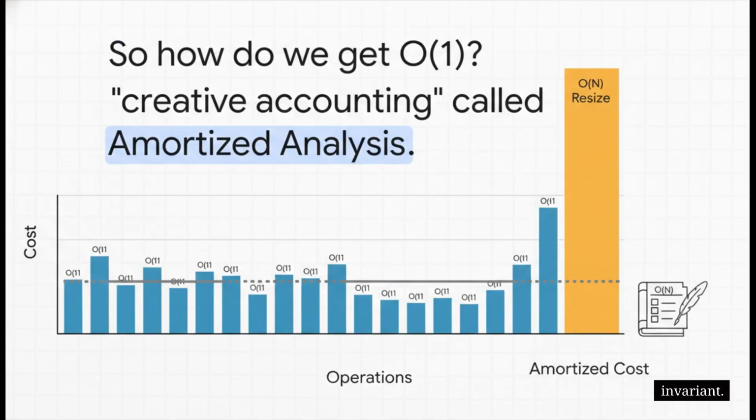So how on earth do we get away with saying O of 1? Well, it's through this clever bit of, let's call it creative accounting, known in the biz as amortized analysis. The argument goes like this. Yeah, those O(n) resizes are super expensive, but they're also really rare. Most of the time, your inserts are super cheap. So if you take that one huge cost and spread it out, or average it over all the many cheap insertions that came before it, the amortized cost for any single operation looks like O of 1. It's a useful idea, but it's an average, not a guarantee.